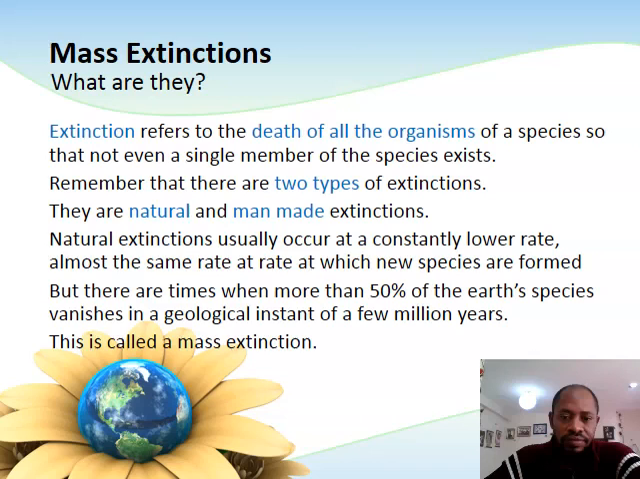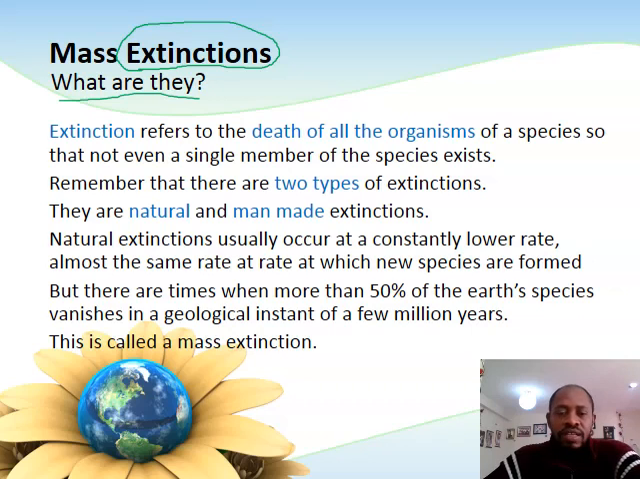Mass extinction. Extinction, first let's start with that, is the total disappearance of a species from Earth, or when we can no longer find any representative of a particular species on Earth, then that species has become extinct.